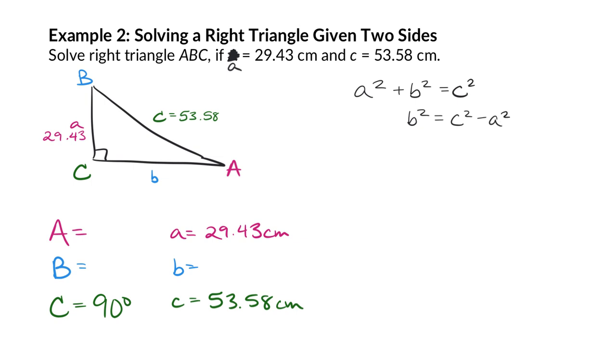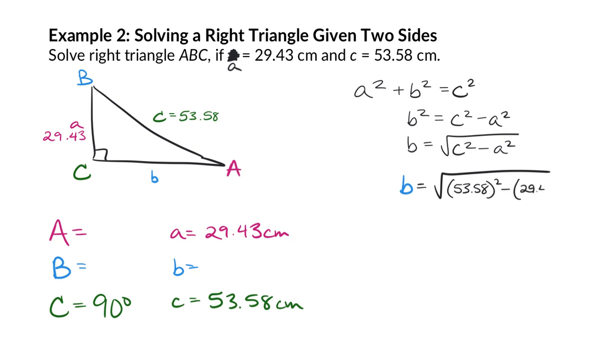What's the last step to solve for b? Square root both sides. And since this is a distance, I'm only going to take the positive square root. We don't need the negative because it's a distance of a triangle. We wouldn't measure things in a negative unless we were adding direction. And so boom, we can find the b value by plugging in the numbers for c and a. B would be equal to the square root of 53.58 squared minus 29.43 squared. Thank goodness we have a calculator.